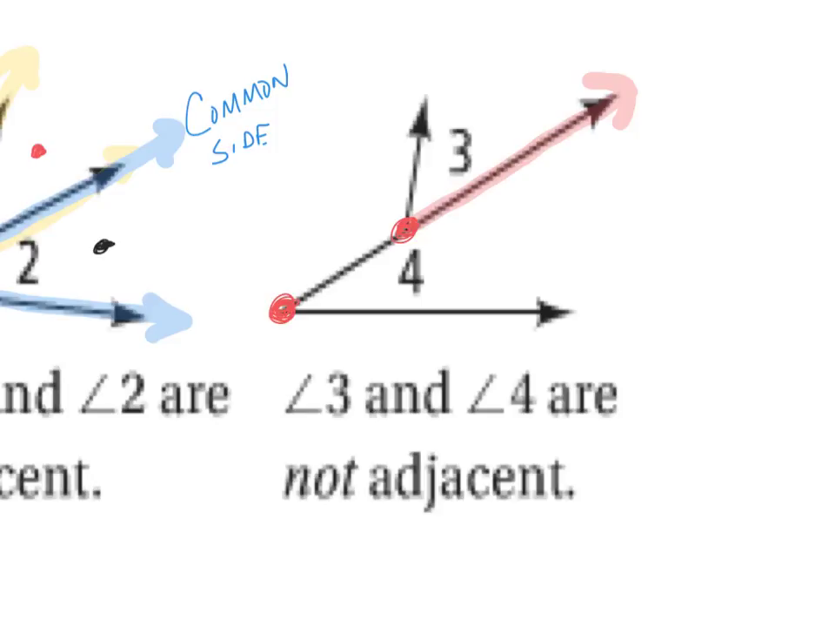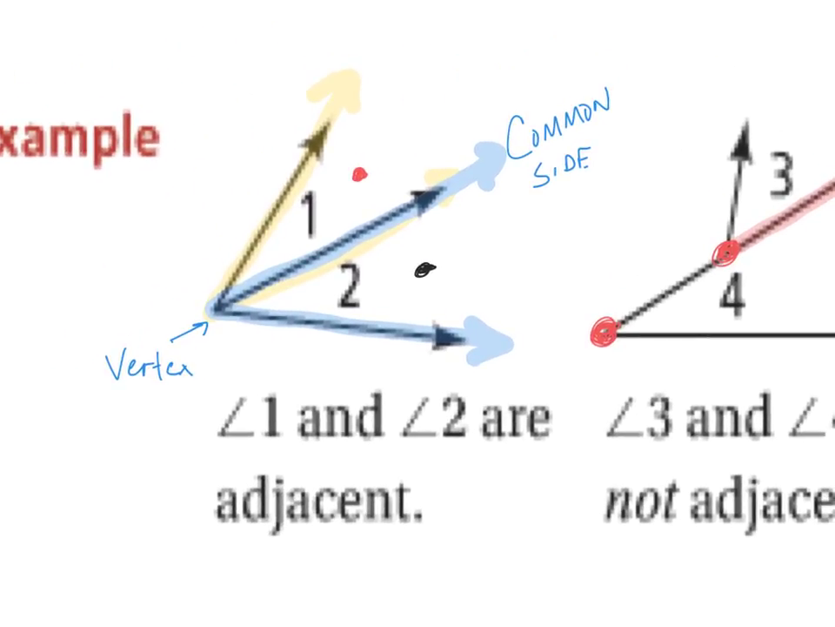The other type of angle that you're going to look at are what we call overlapping angles. For example, if I use angle 2 here, the blue angle, and then I make this a red angle, so I use the blue and I use the red, those are what we call overlapping angles.